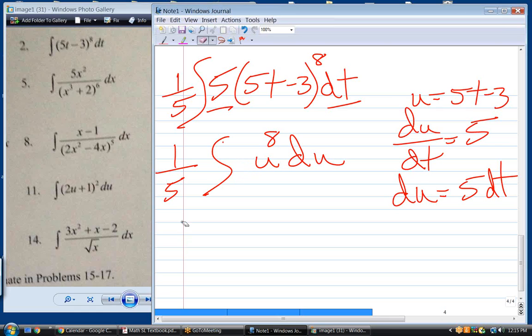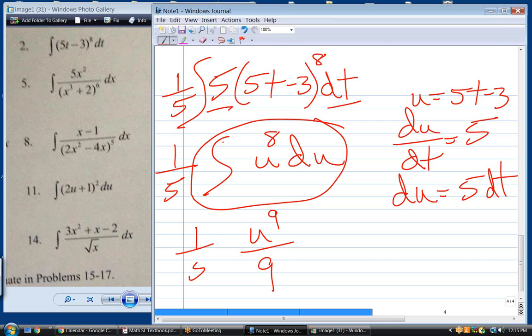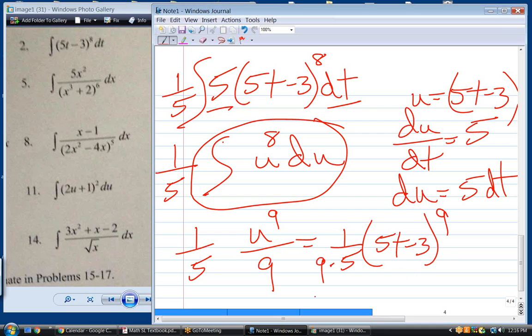So the trick when you're doing U substitution is to end up entirely with an integral of u, because what's the next step? You do u to the 9th over 9. Okay, I'm still multiplying by 1/5. And now resubstitute. What is u? It would be 5t minus 3, to the 9th, all divided by 9. There's your answer.